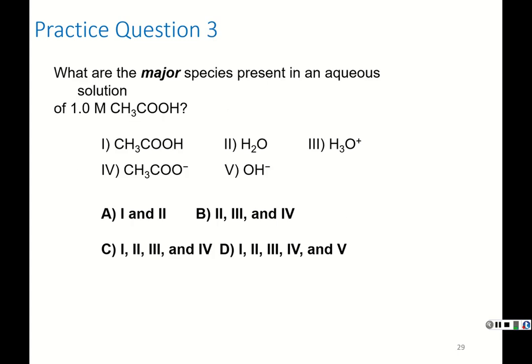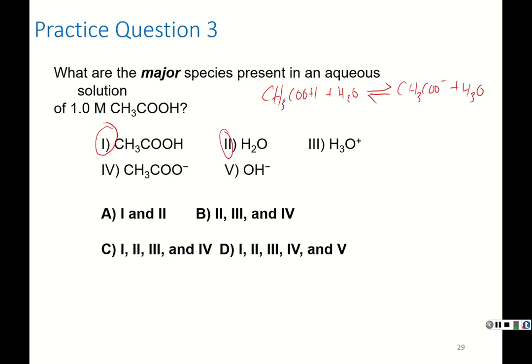Final practice question. What are the major species present in an aqueous solution of 1 molar acetic acid? Right, so let's write our reaction here. What happens in water with acetic acid? Well, we get it to dissociate, but it's only a weak acid, so it doesn't dissociate fully. It only dissociates to a very small extent, actually. So the major species that would be present would be the undissociated form of the acetic acid.